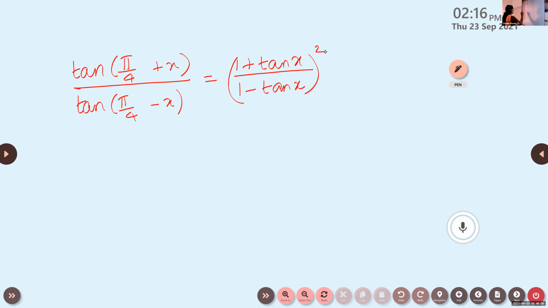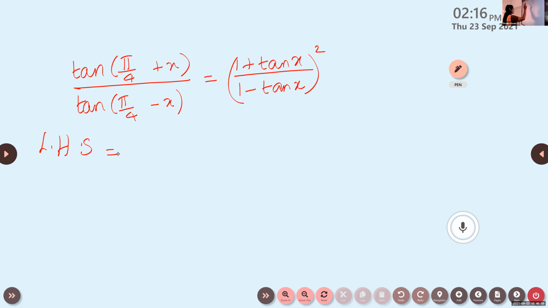So you start with LHS. In LHS, what can we do? For the numerator, you can apply the identity tan of A plus B, and for the denominator, we can apply the identity tan of A minus B. Aman, what is tan of A plus B? Tan A plus B is equal to tan A plus tan B by 1 minus tan A tan B.